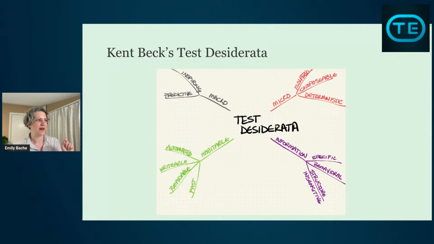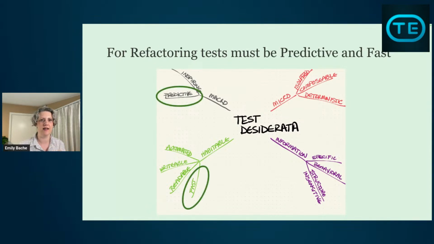This is really insightful, I think, from Kent Beck. I just wanted to highlight, when you are refactoring something like legacy code, you really need your tests to have these two of the desiderata. They need to be predictive and they need to be fast. So fast is probably quite self-explanatory.